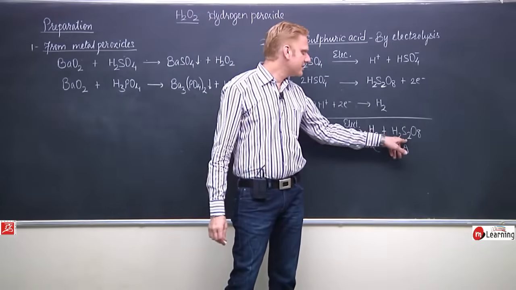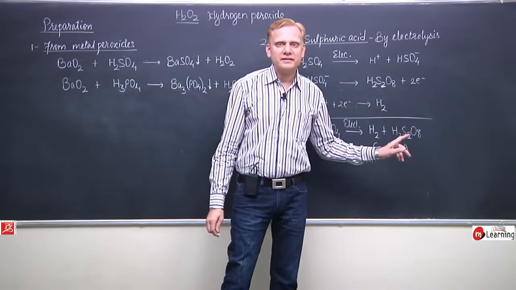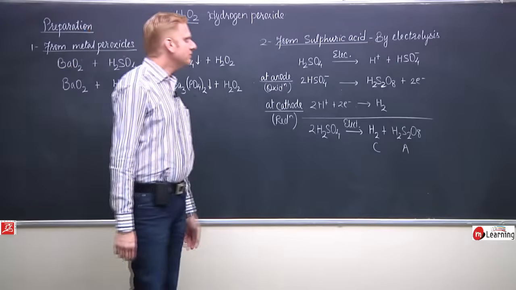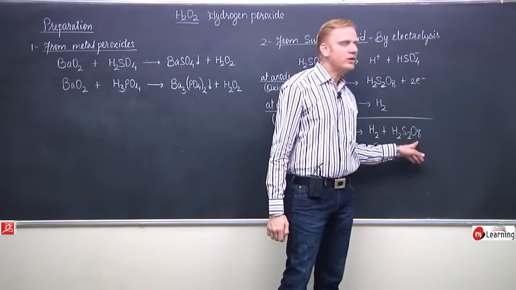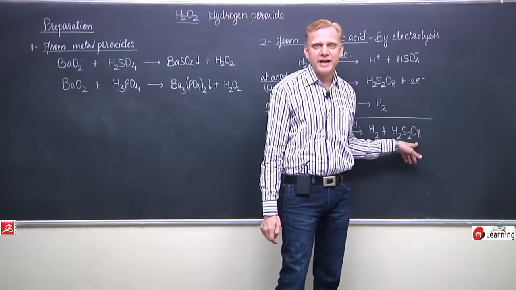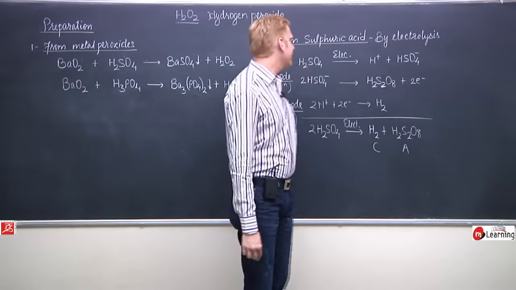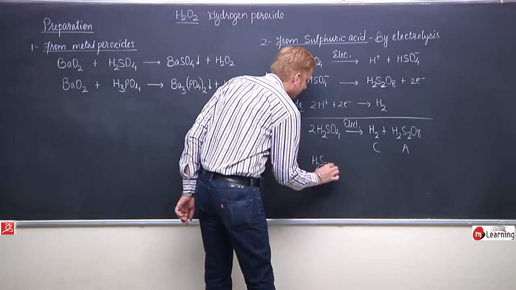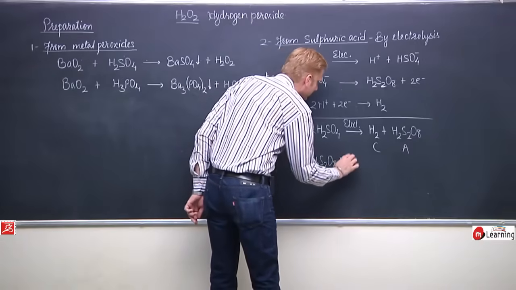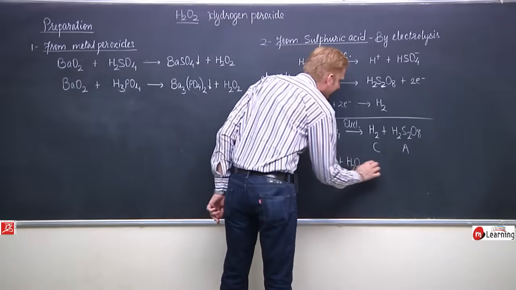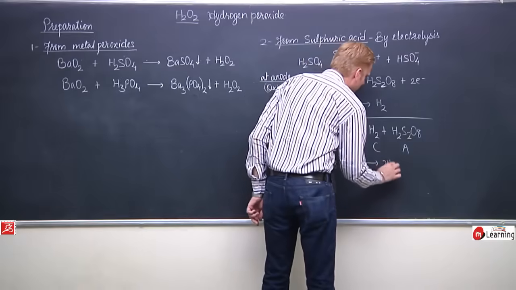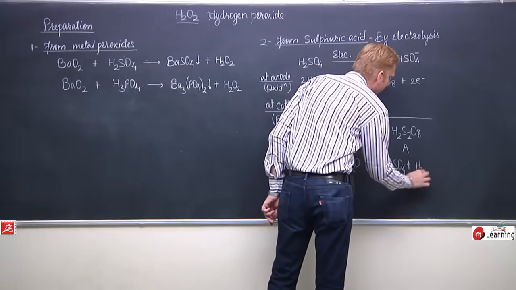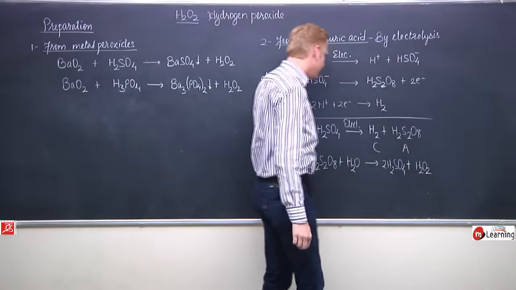Now this compound H2S2O8 is called Marshall's acid. This compound, that is Marshall's acid, we also call peroxydisulfuric acid. So this peroxydisulfuric acid, when hydrolyzed, means when dissolved in water, when reacted with water, forms sulfuric acid along with hydrogen peroxide.